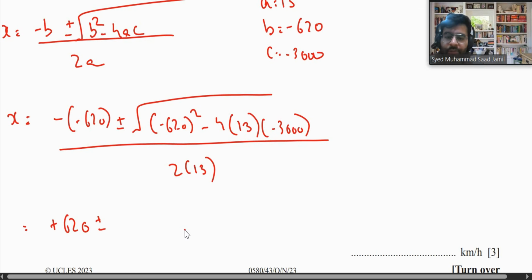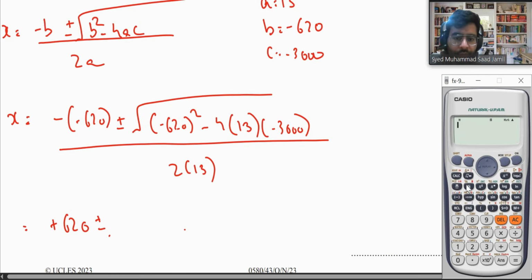Alright, plus minus, let me solve this for you guys, even though I don't want to, but no problem. Bracket negative 620 whole square minus 4 multiplied by 13 multiplied by negative 3000. Negative 620 whole square minus 4 multiplied by 13 multiplied by negative 3000.